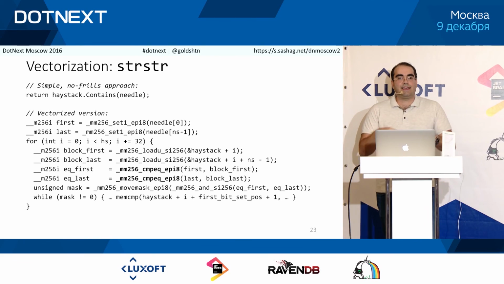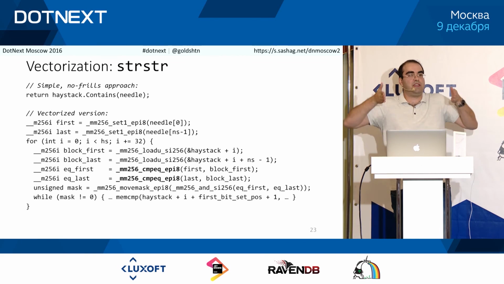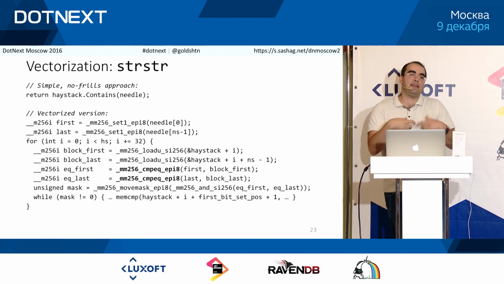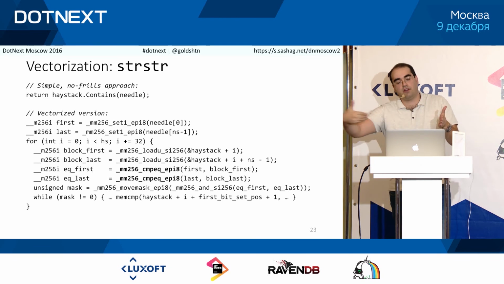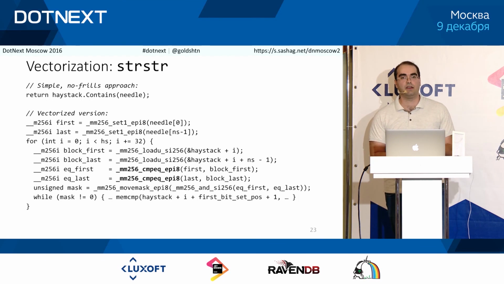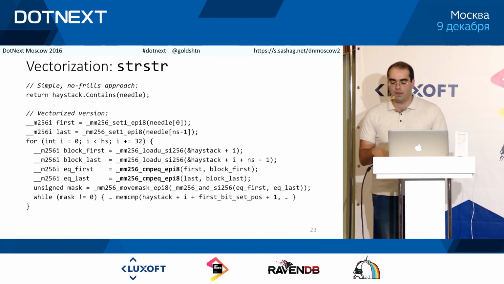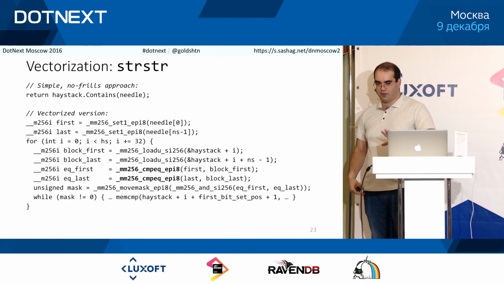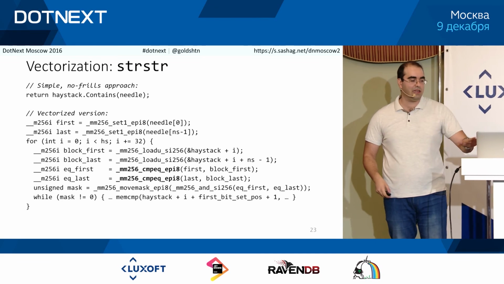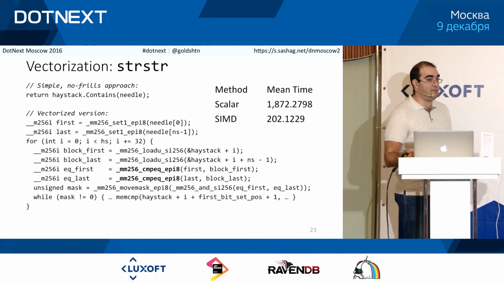And once I find the candidate, once I find the position, then I test. Then I actually go over the whole string and verify. But for the candidate search, we use vectorization. And this is a pretty clever idea. I haven't thought about this on my own, don't you worry. And it is incredibly efficient.